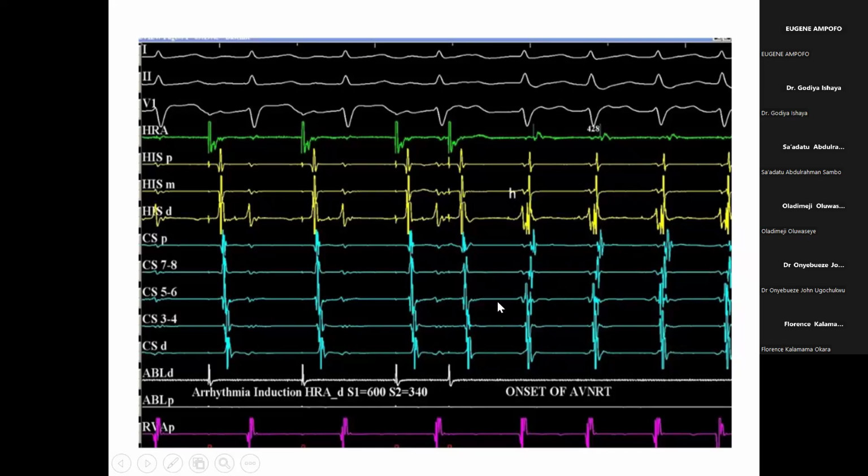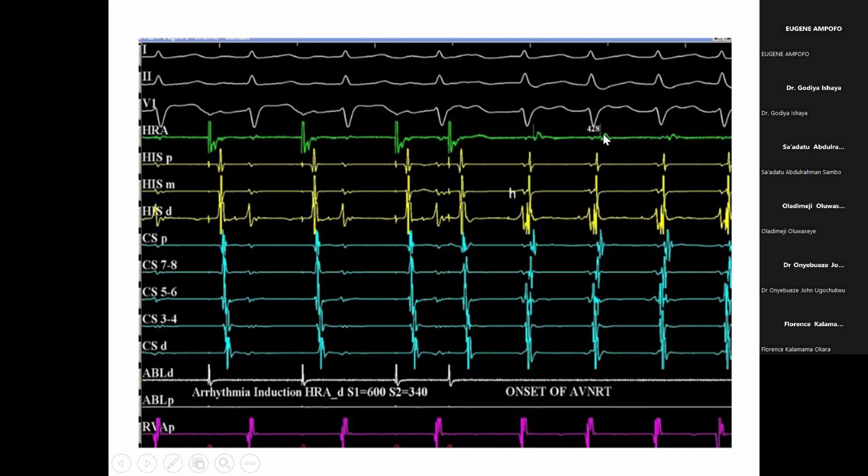Now, the question you now ask yourself is, what happened next? Look at where the P wave is. Look at where the QRS is, I mean, the R wave is. Can't you see that P wave, that's HRA, is CS, RV are happening at the same time? Do you notice that? They are all happening at the same time.